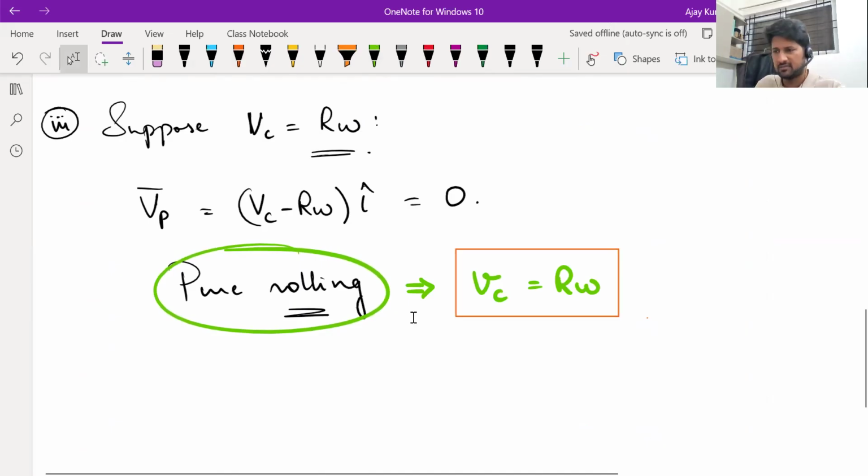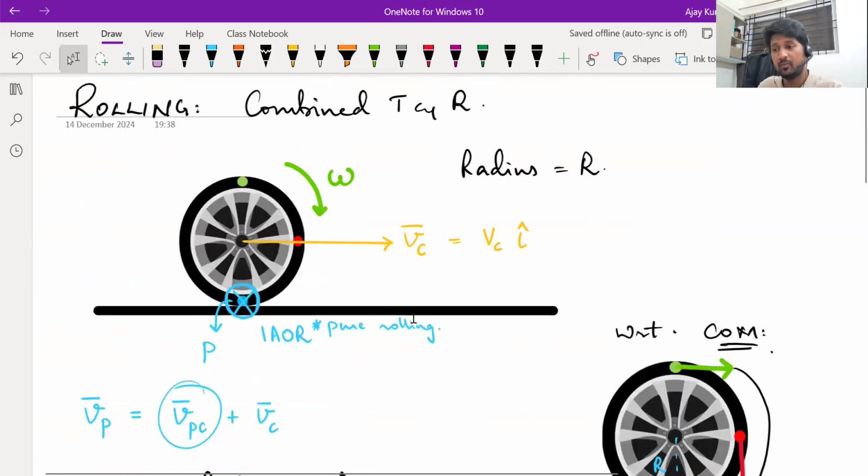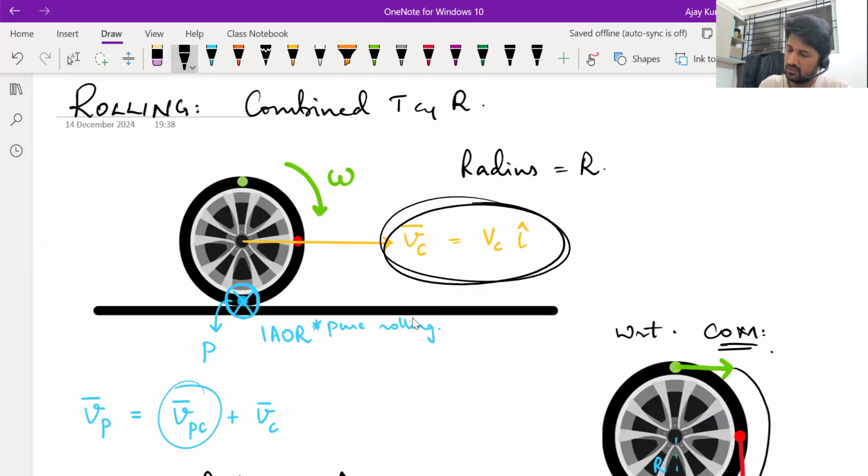Sometimes even if Vc is equal to r omega, the system won't be in pure rolling. How is that possible? Because there is a proper direction in which it is supposed to rotate. For example, if Vc is in the forward direction, as you see here, omega has to be clockwise. Only then translation will give the point of contact forward velocity, rotation will give you the point of contact backward velocity, and they'll cancel out.